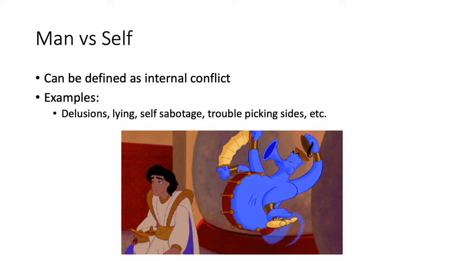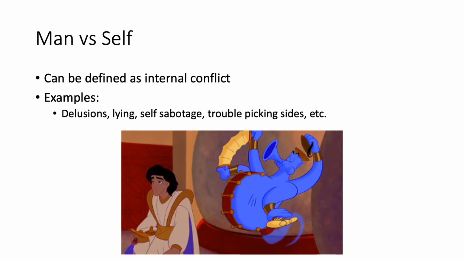The last one is man versus self. This conflict can be defined by an internal struggle. Some examples could be a character struggling with delusions, lying and therefore causing trouble for themselves, self-sabotaging, or being unable to choose a side, etc.